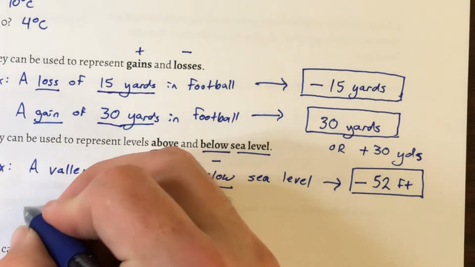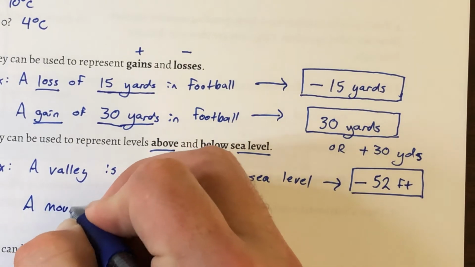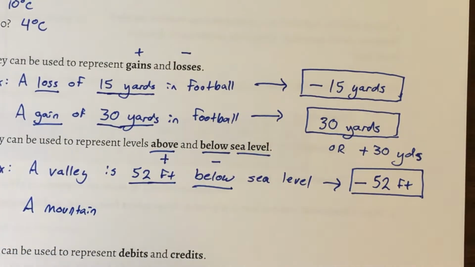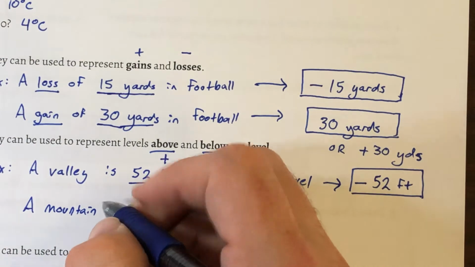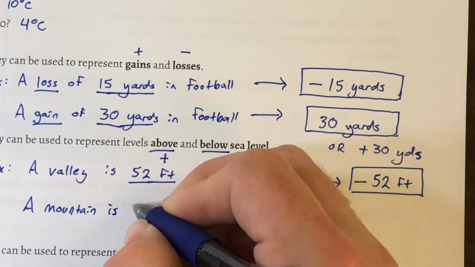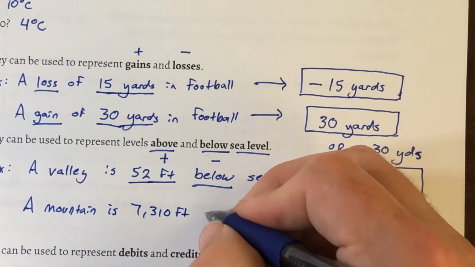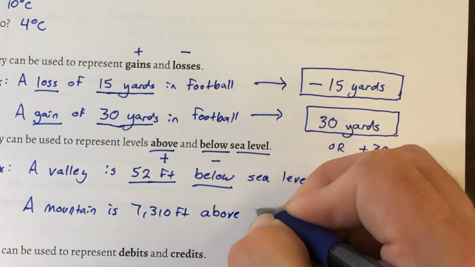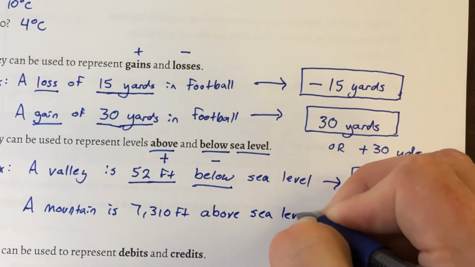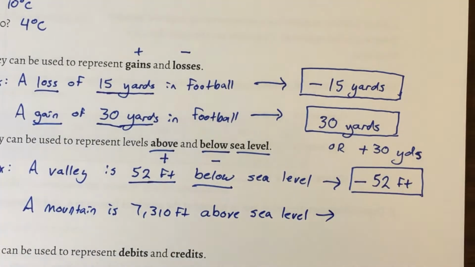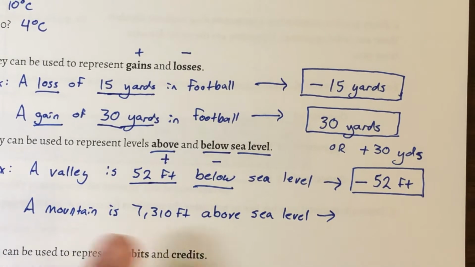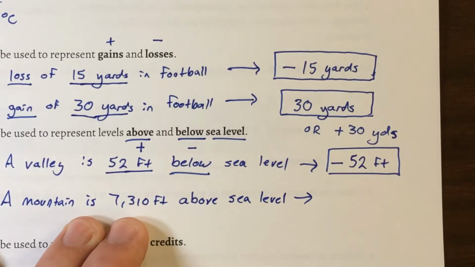Another quick example. Let's say you have a mountain that is 7,310 feet above sea level. All right, so you might be thinking, well, a mountain has to be above sea level. No, you can have mountains underwater. They exist. But anyways, this mountain happens to not be below water. It's above sea level. So think of Mount Everest, definitely above sea level.